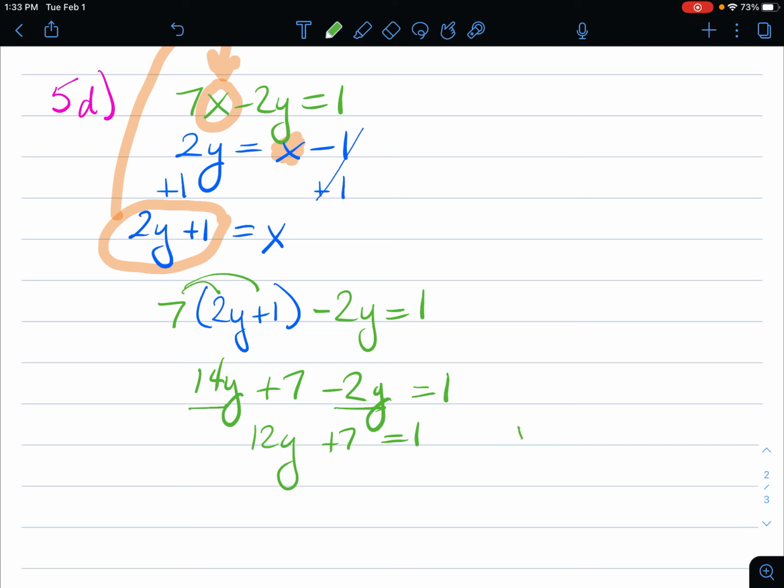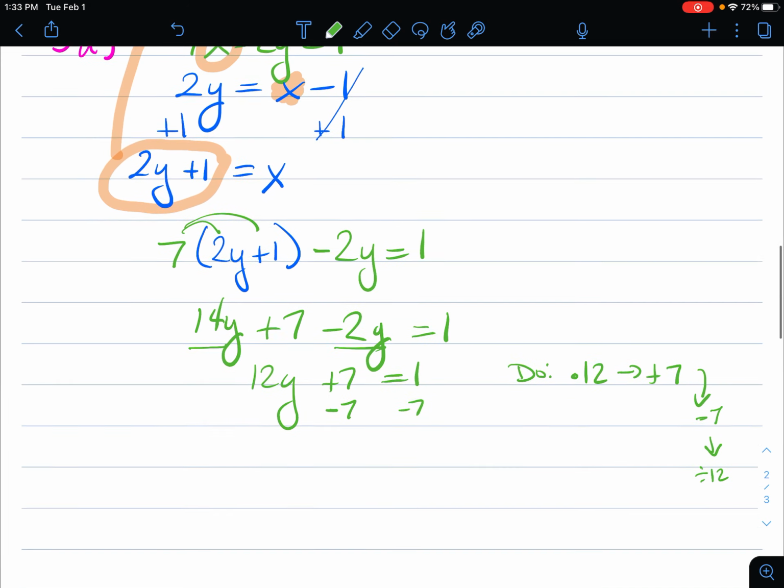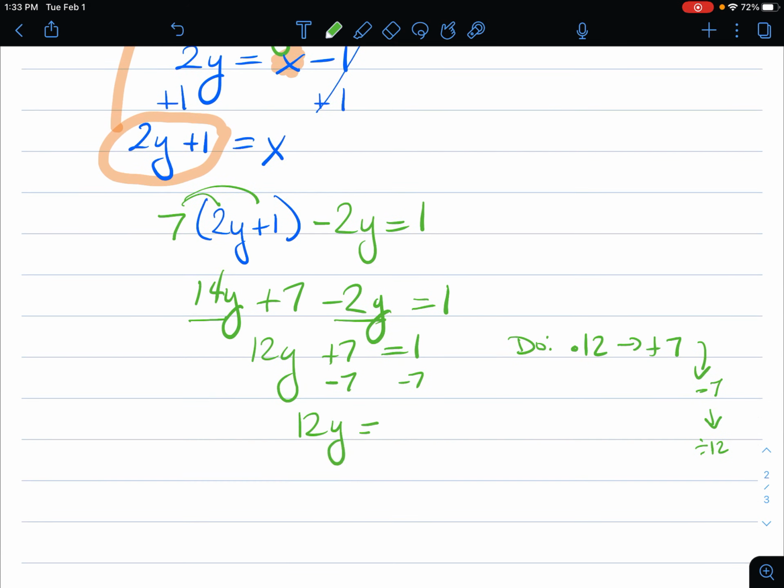Now from here, again, your do steps, I'm just going to write them off to the side here: times 12 plus 7. That's what was done to y. To undo, to get y alone, I subtract 7 and divide by 12. So let's do those steps. I subtract 7 from both sides of the equation. And now I divide both sides by 12. And you will get negative 1/2. So negative 1/2 is my y coordinate.